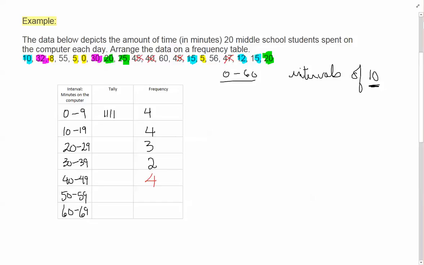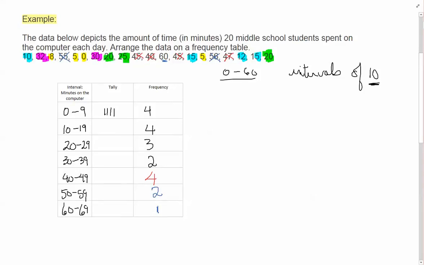And then 50 to 59, we have 55 and 56 minutes. So that's a frequency of 2. And finally, we have just 60 left, so 1. So that gives us our frequency distribution table.